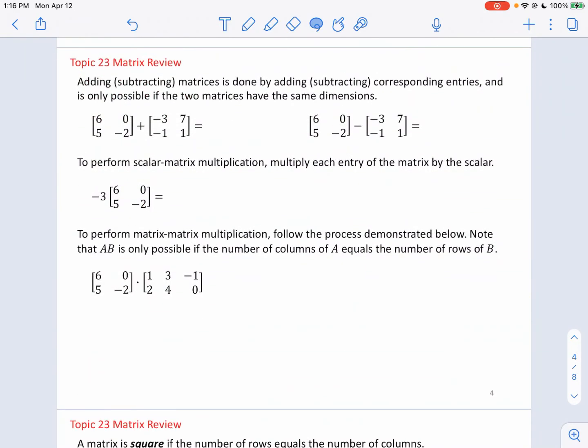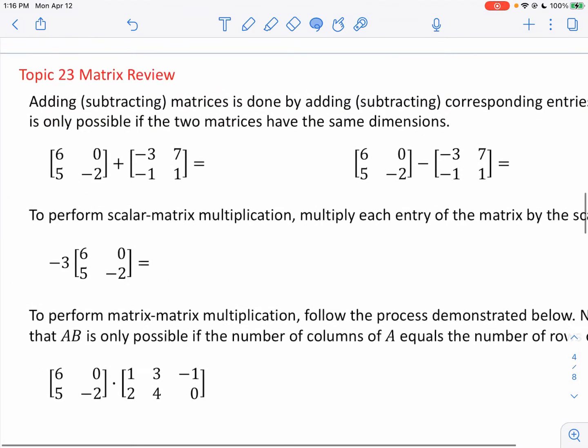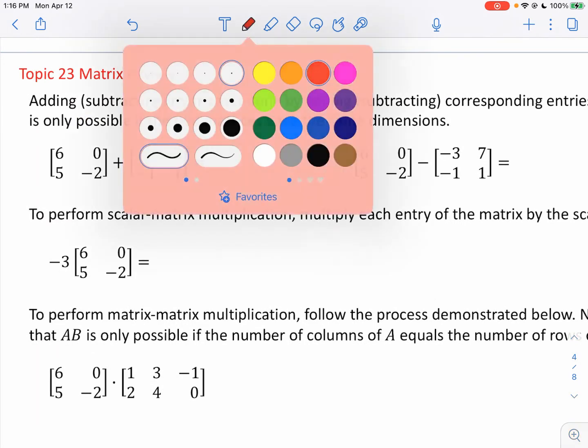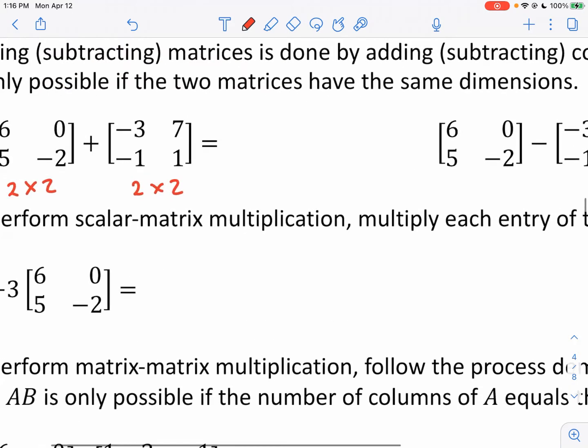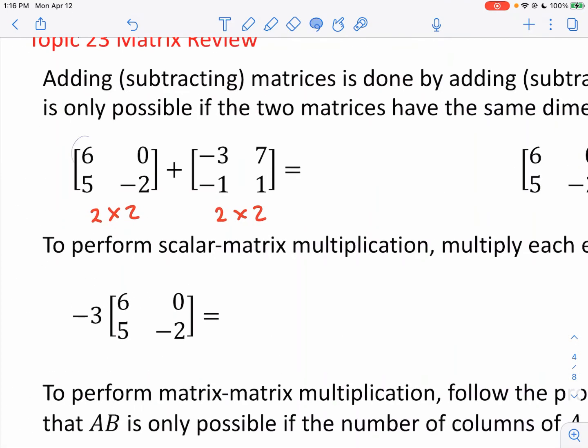Next one, adding and subtracting matrices is done by adding and/or subtracting the corresponding entries. And it is only possible if the 2 matrices have the same dimensions. So if you want to add a 2 by 3 with a 4 by 3, you can't. Make sure they have the same dimensions. And so this is a 2 by 2 matrix, and this is also a 2 by 2 matrix. So if they're the same dimensions, you can add them together, and you just add them by adding corresponding entries.